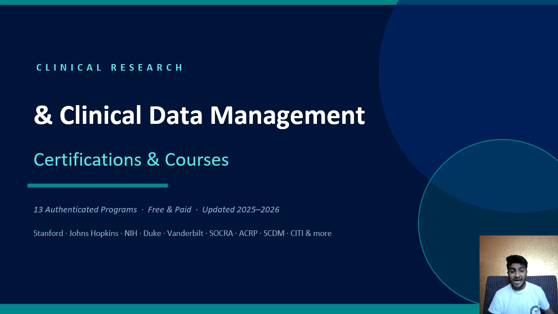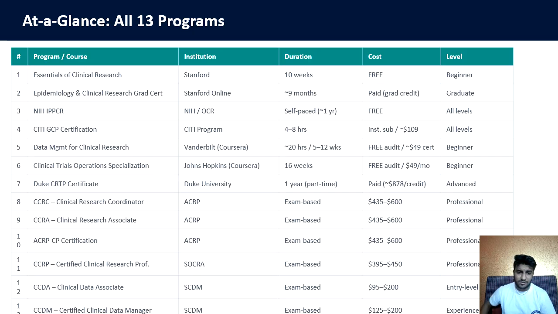So there are John Hopkins, Stanford, National Institute of Health, SOCRA, ACRP, Vanderbilt. These are some of the platforms where you can learn about the courses. This is a PDF of all 13 programs which provide you the different institutes and the duration, the cost, and the levels. So if you want a beginner level, there is Stanford course of Essentials of Clinical Research. I would suggest you go for GCP, Good Clinical Practices. Then there is Clinical Research Coordinator, Clinical Research Associate, Clinical Trial Assistant, Clinical Data Associate, a lot of courses.